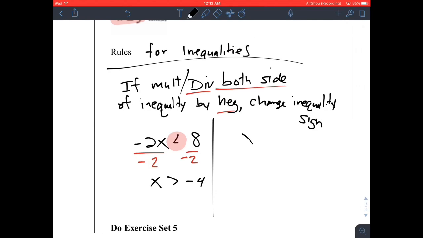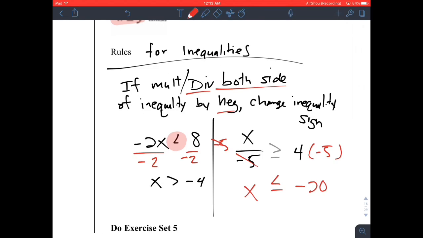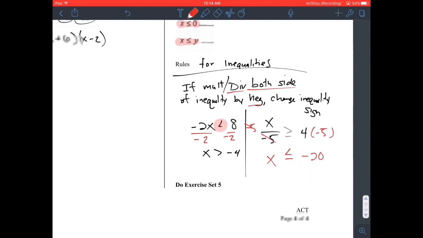Same thing happens if you multiply both sides by a negative number. Let's say that was greater than or equal to. If we multiply both sides by negative 5, on the left they cancel. On the right you get negative 20. And this changes the inequality sign to be x is less than or equal to negative 20.